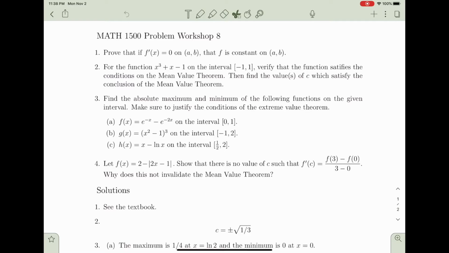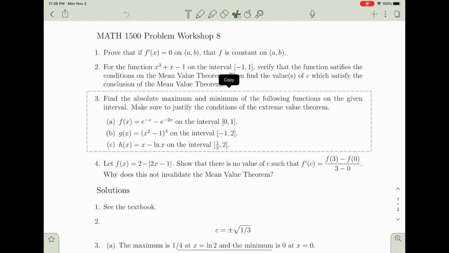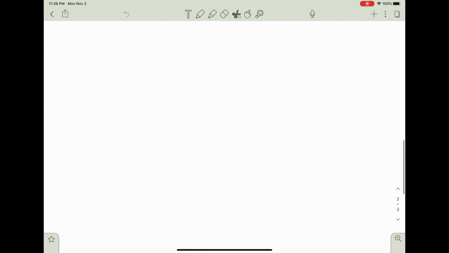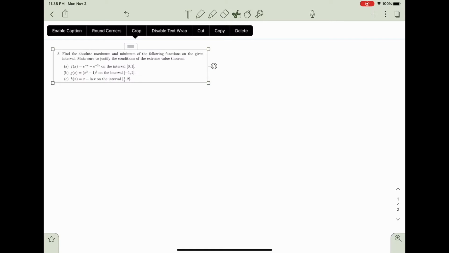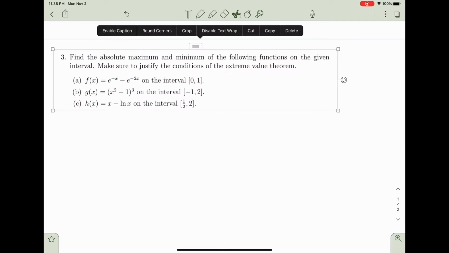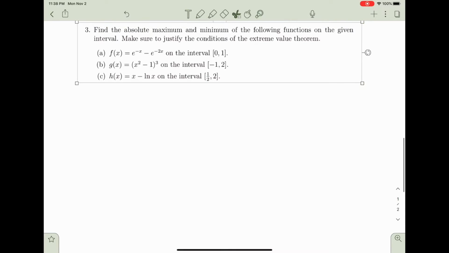Today we're going over worksheet number 8, and I'm going to go over question 3 specifically. So let's get started. Question 3. Okay. What question 3 says here is to find the absolute maximum and minimum of the following given functions on the given intervals, and make sure to justify the condition of the extreme value theorem.